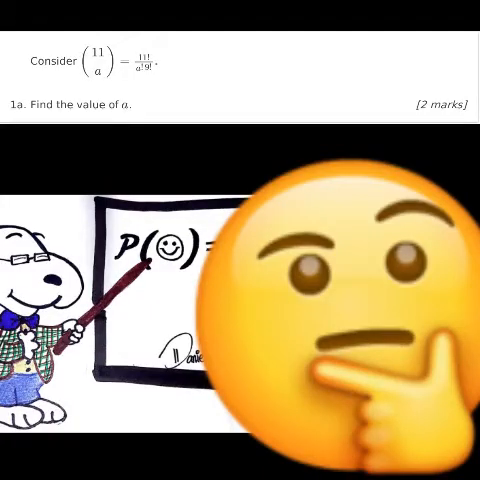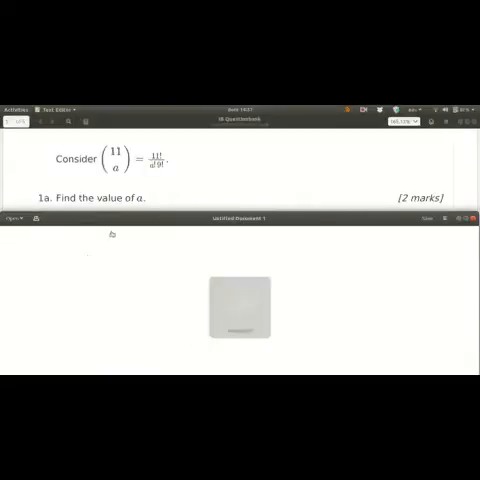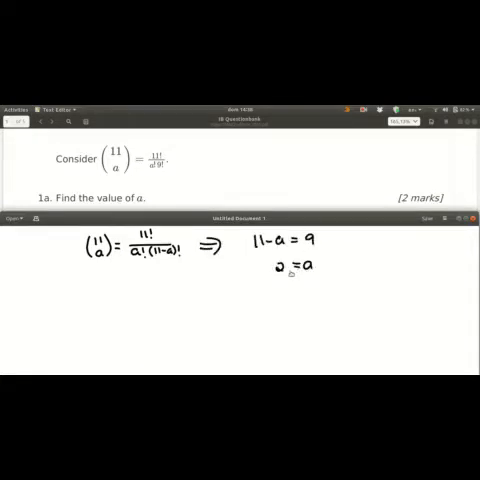Consider the combination of 11 and a equal to 11 factorial over a factorial times 9 factorial. Find the value of a. From the formula of the combination, we know that 11 minus a has to be equal to 9. So a is equal to 2.